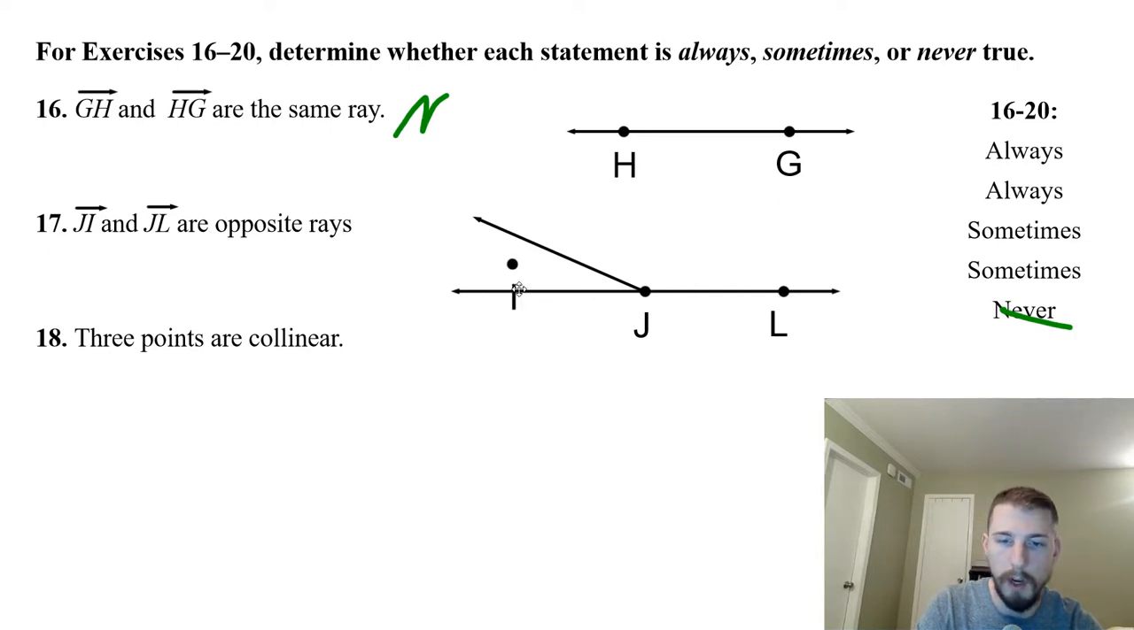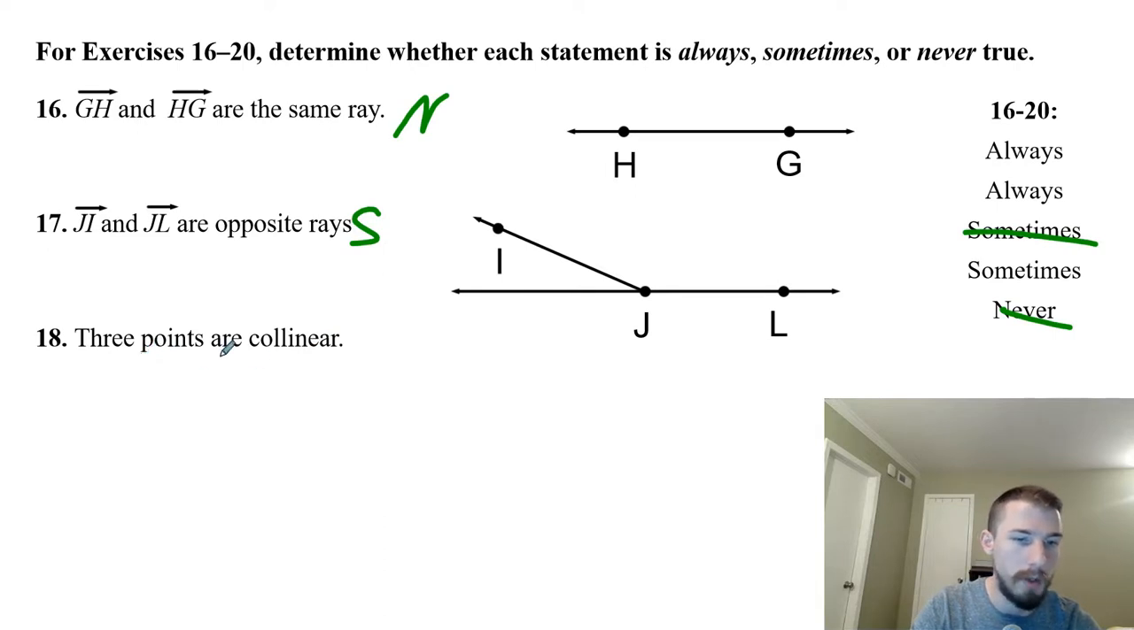But what if I is actually up here? Now are they opposite rays? No, because they're not going in the same line. So if all three of them were collinear, then I would have enough information to know that they would be opposite rays. But if they're non-collinear, then they form an angle instead of a straight angle and opposite rays, okay? So that is sometimes true. It just depends if they're collinear or not. So that would be one that's sometimes.